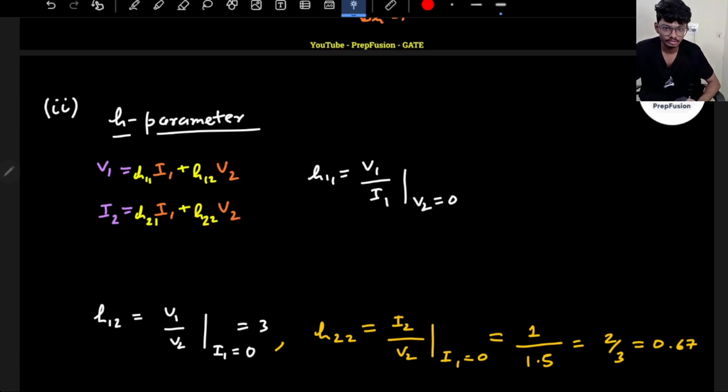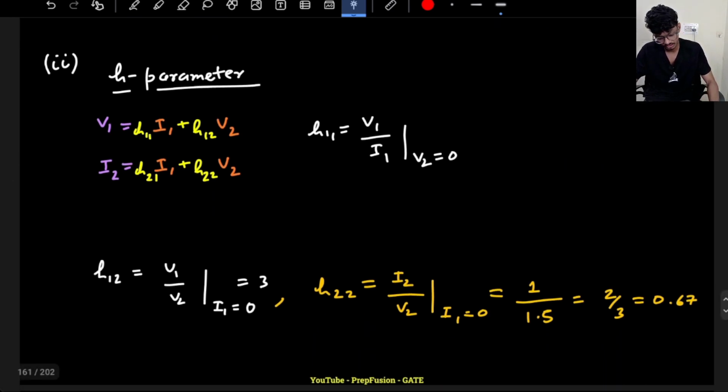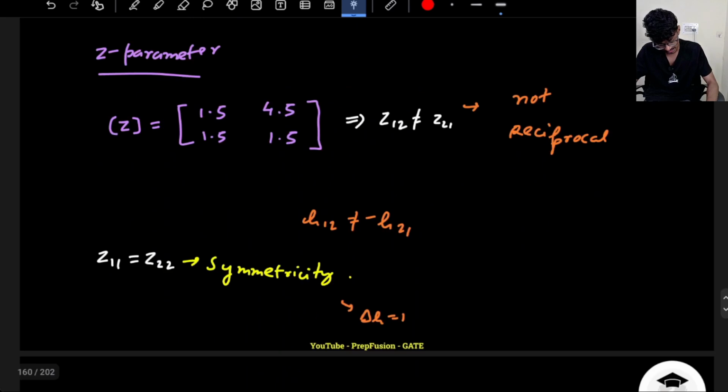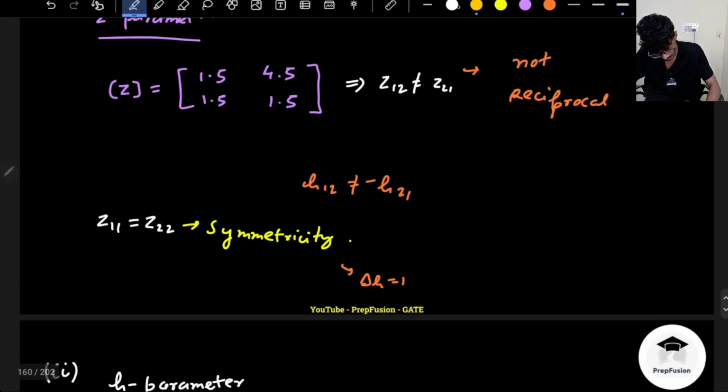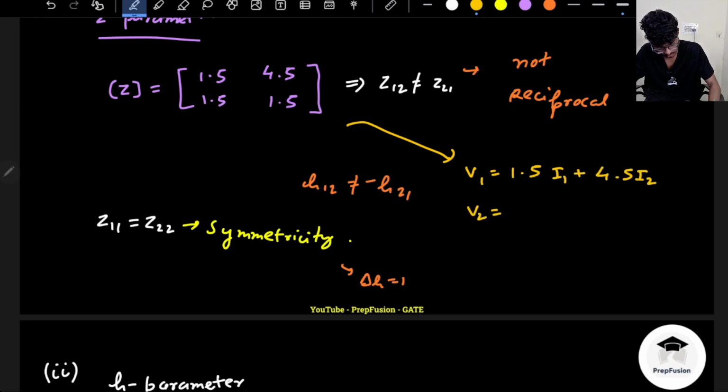So there are two ways to go about it. What things do you know? So you know the Z parameters, right? If I write the Z parameters here, my V1 equals 1.5 I1 plus 4.5 I2. My V2 equals 1.5 I1 plus 1.5 I2.